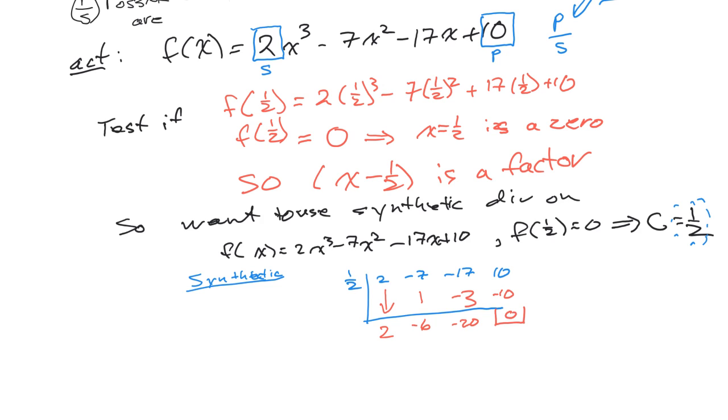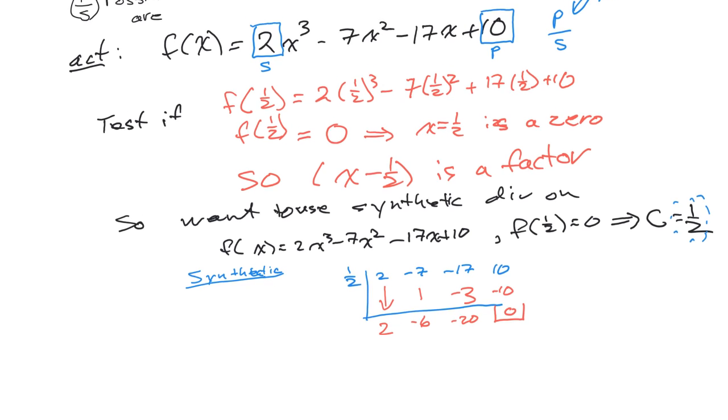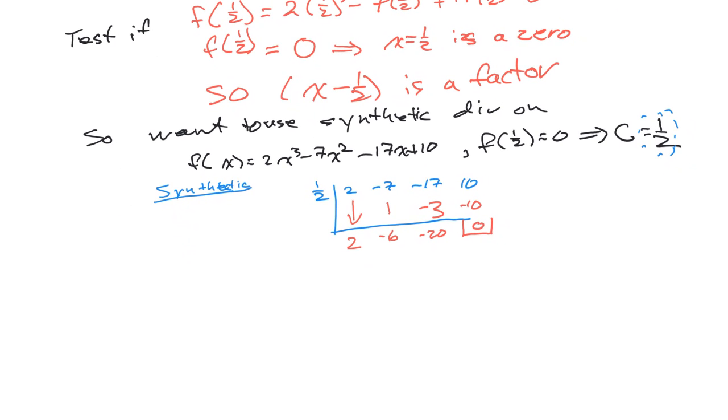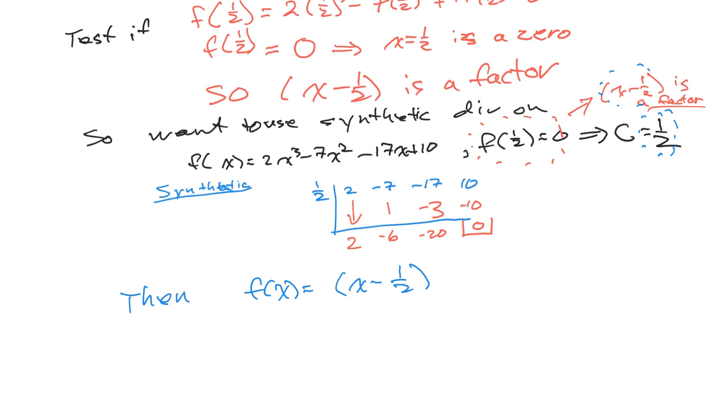And we end up with a remainder of 0, which is what we should get because we know that f of 1/2 is 0. So that means x minus 1/2 is a factor for this problem, right? So here's what you write. Now we got 2, -6, -20, and 0. So then the factored form of f of x is this. f of x is equal to, well, remember our original equation, we don't have to write it. We can just write x minus 1/2 times the following, 2x squared minus 6x minus 20.